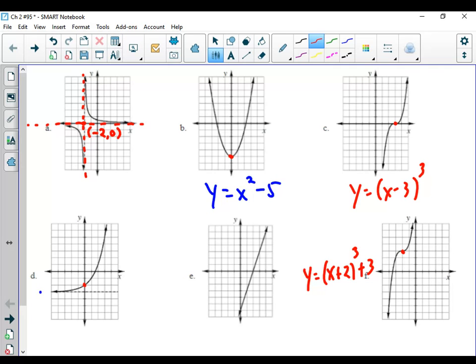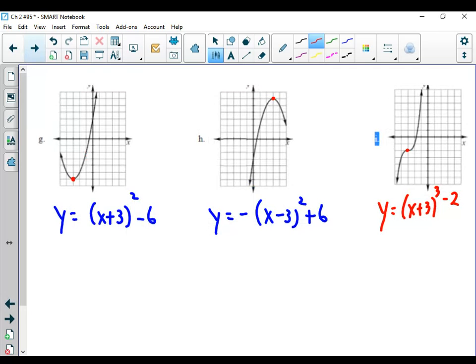Question? On I, shouldn't it be y equals (x plus 3) cubed minus 2? Is it only 2 or 3? I think it's over 3. Yeah, I think it's over 3. Wasn't mine.